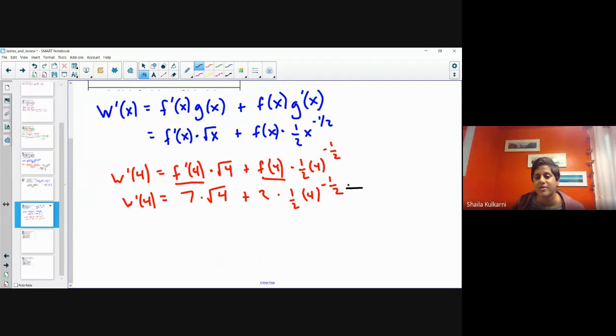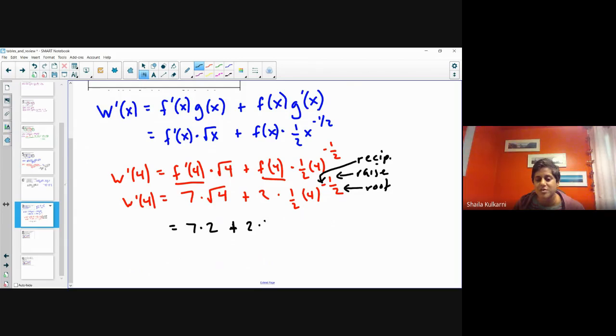So remember, this guy means root, this guy means raise, and the little negative sign there means the reciprocal, or just put a 1 over me. If I'm already a fraction, just flip me over. So we have 7 times 2.